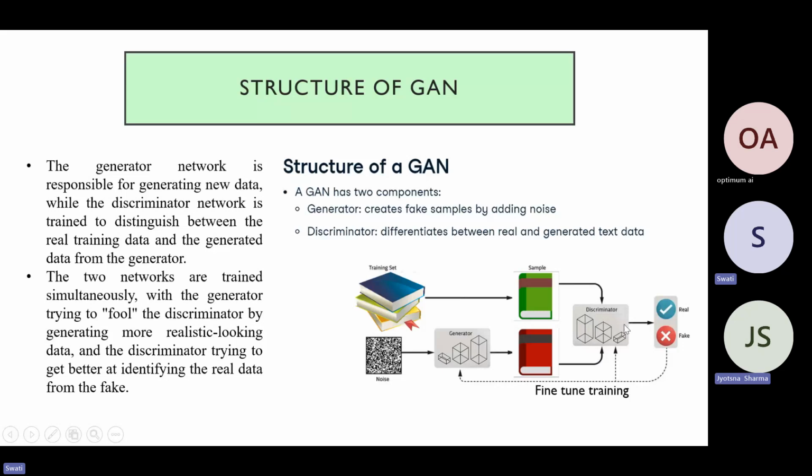Earlier, obviously, since the generator is generating data from noise, the discriminator will easily recognize what is real and what is fake. So it will send the loss back to the generator, and this will help in fine tuning the generator. So basically the generator tries to fool the discriminator by generating more realistic data.